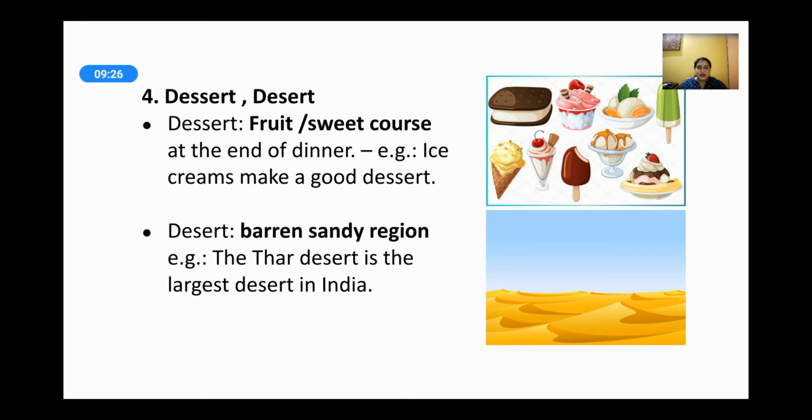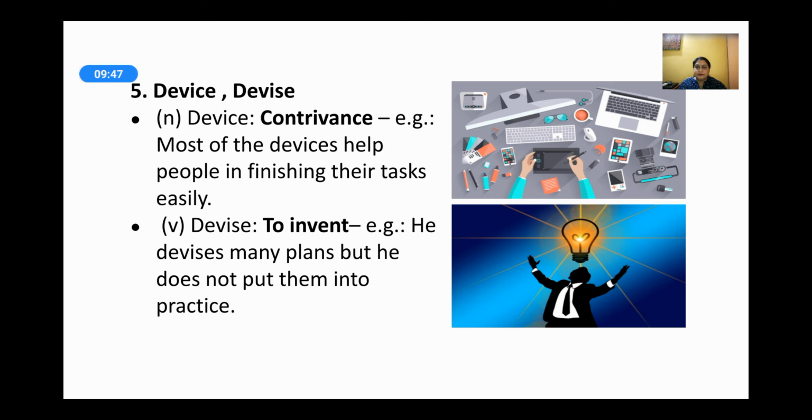So I have inserted an image of all the sweets that are available there. For example, ice creams make a good dessert. The other word, desert, that one refers to a barren sandy region. For example, the Thar desert is the largest desert in India. Please be aware of the difference between the two words, dessert and desert.